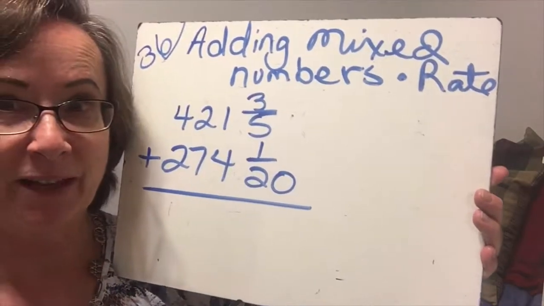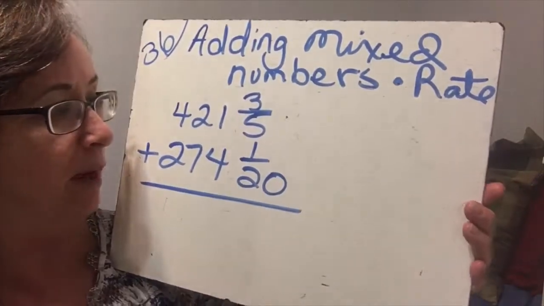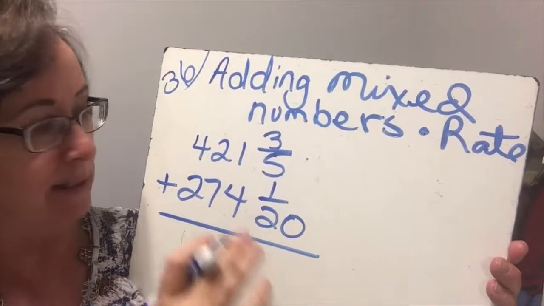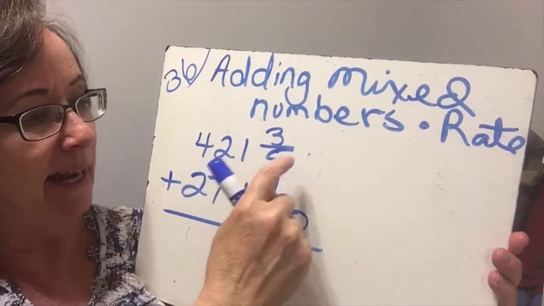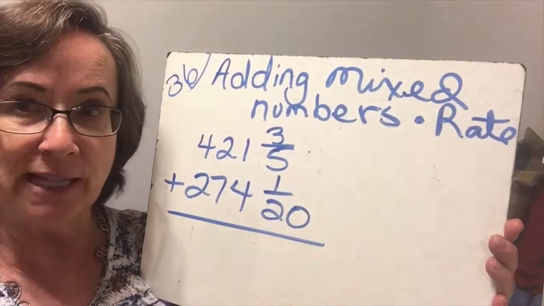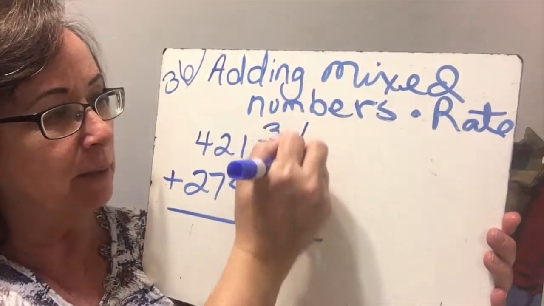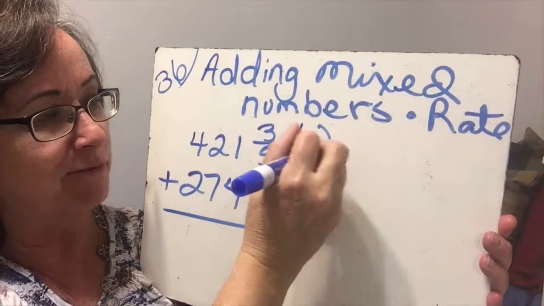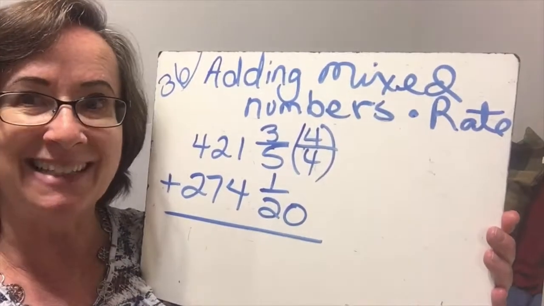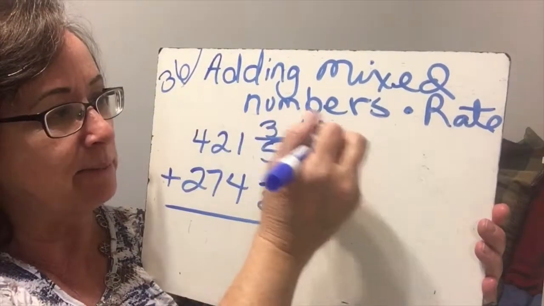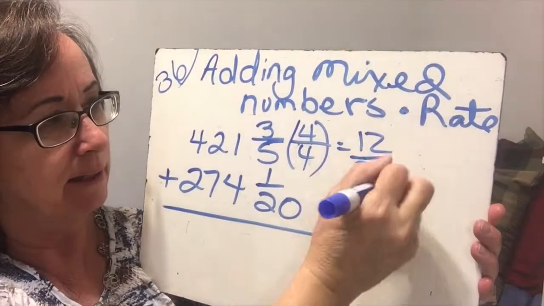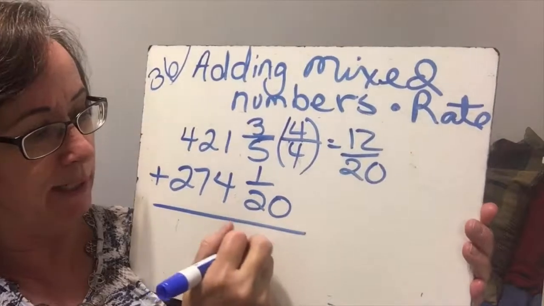Let's try one more of those before we run into the rate problems here. Okay, so we have a whole number with a fraction as a mixed number, another mixed number, and now we have to just get those 2 denominators to be the same. But 5 goes evenly into 20, doesn't it? So I'm going to multiply the 5 by 4 over 4, which is 1. When I multiply something by 1, it doesn't change it, does it? So 3 times 4 is 12. 5 times 4 is 20. 12 over 20 plus 1 over 20 is 13.